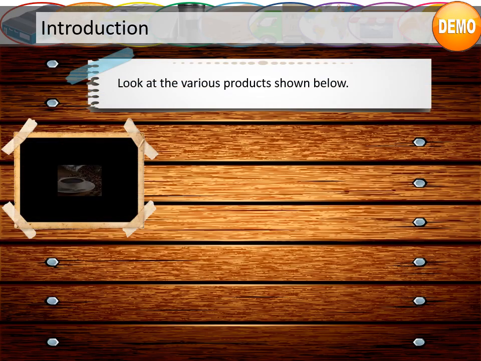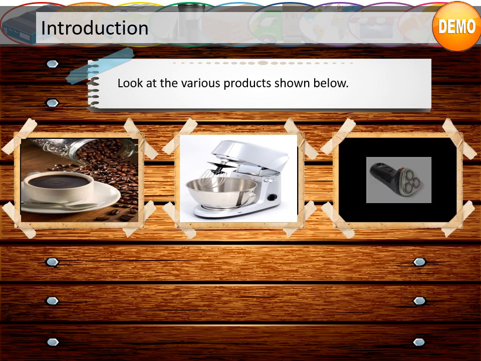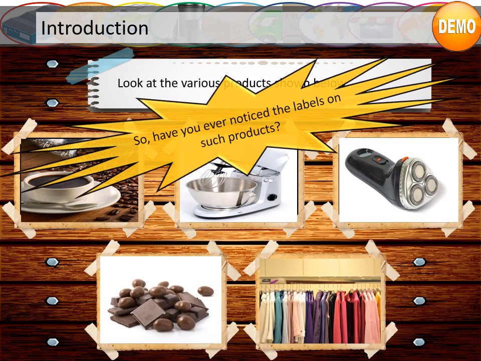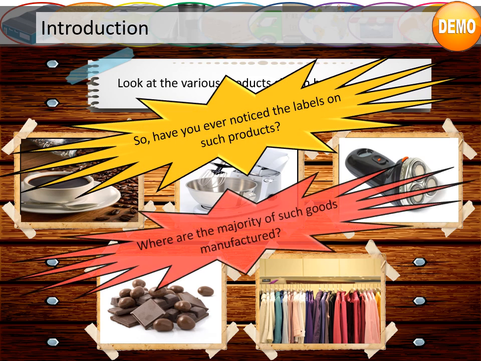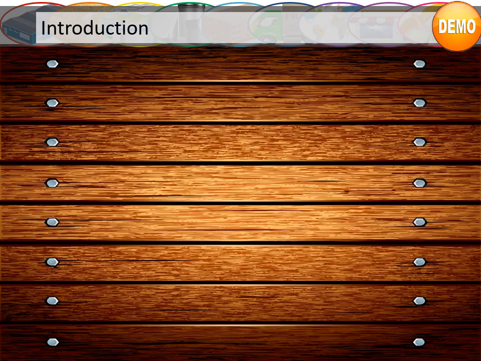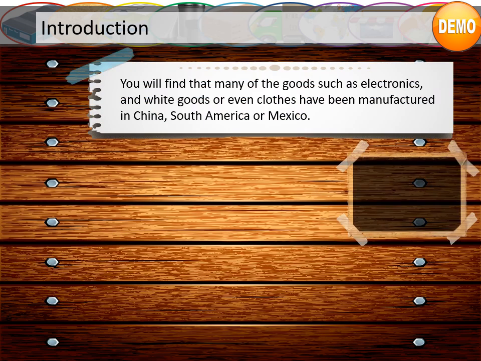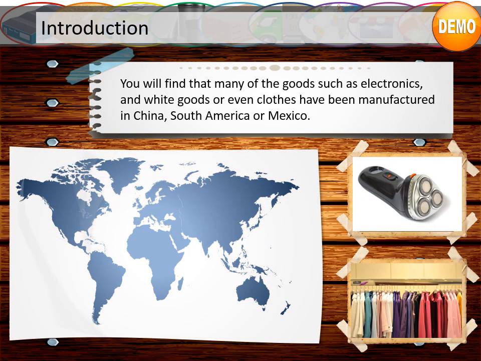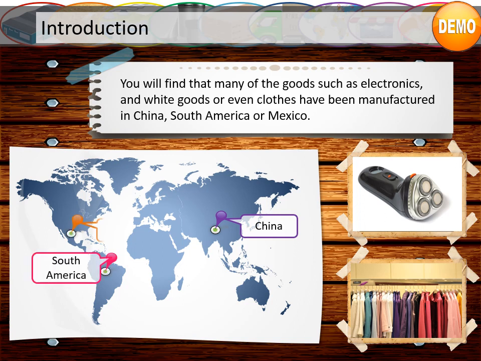Let's look at the various products shown below. Have you ever noticed the labels on such products? Where are the majority of such goods manufactured? You will find that many of the goods, such as electronics and white goods, or even clothes, have been manufactured in China, South America, or Mexico.